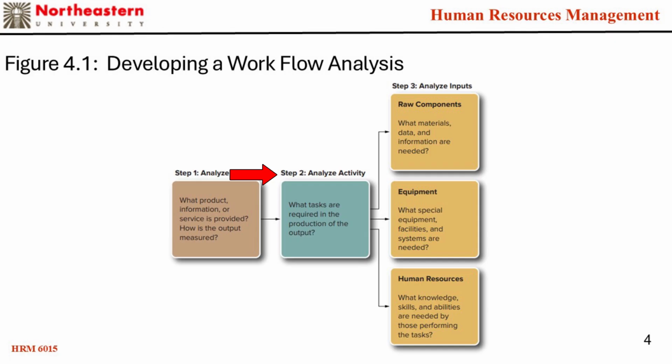And then you break it down even further, kind of going in reverse, and you look at the raw materials. What materials, data, information do we need to be able to start this whole process? What equipment do we need? Special capabilities, software, physical equipment, etc., that are needed. And then we look at what types of people are needed to be able to put all of that together, the knowledge, skills, and abilities that they are required to have to be able to perform those tasks.